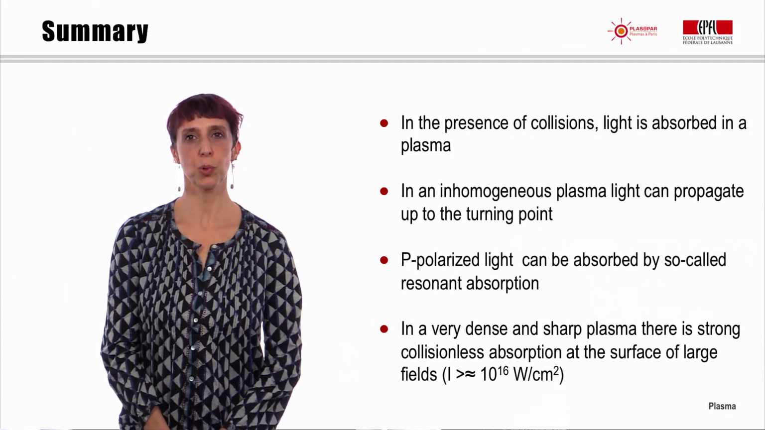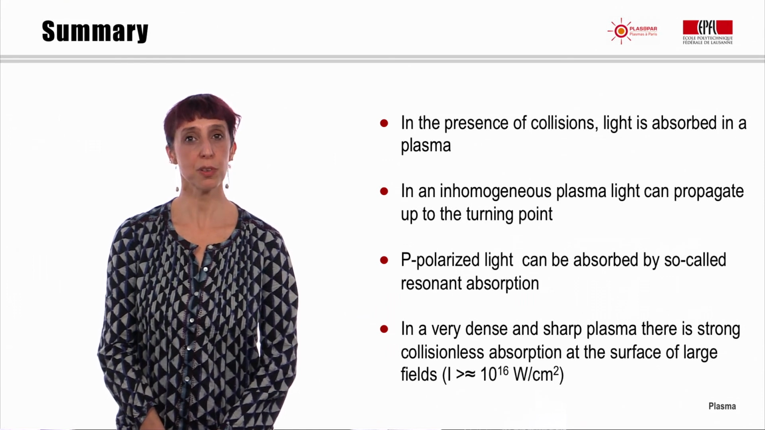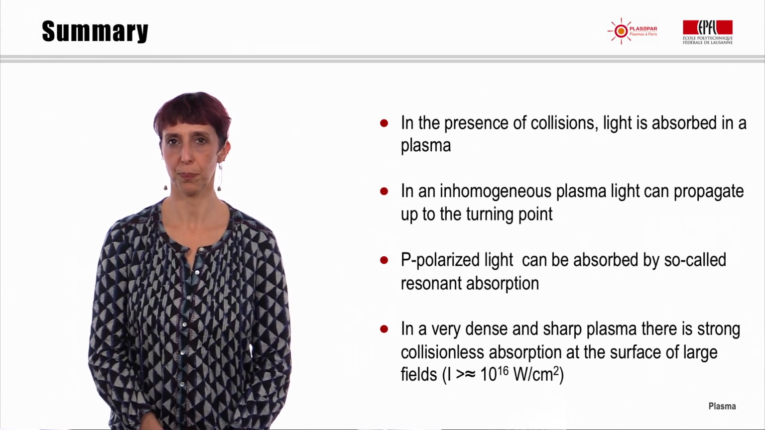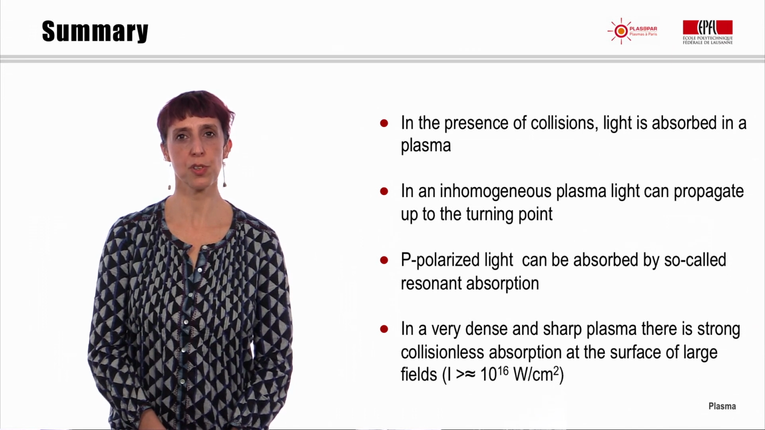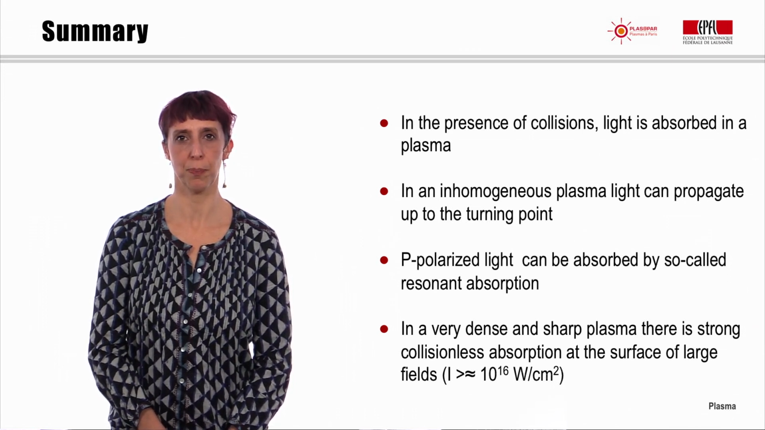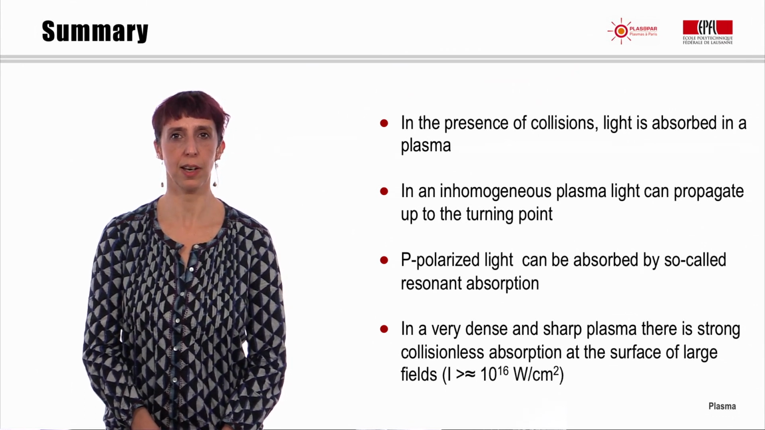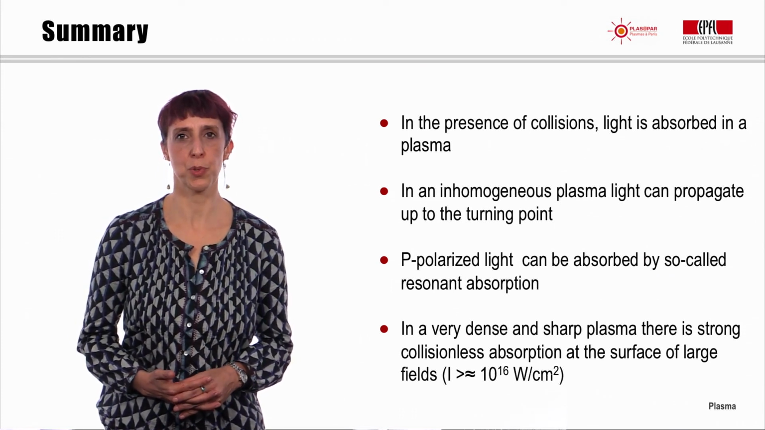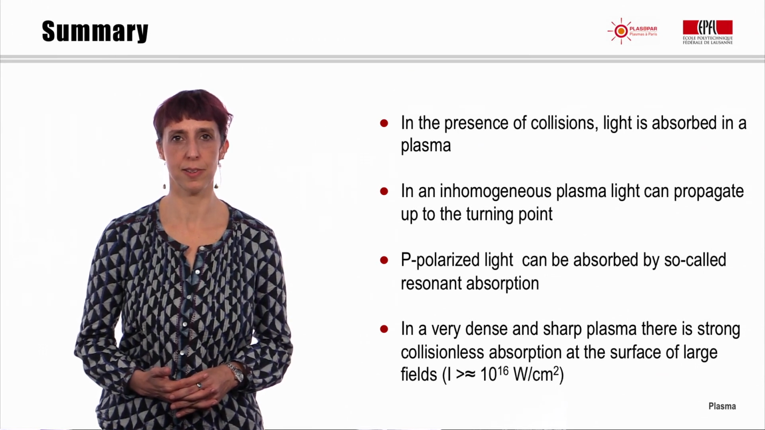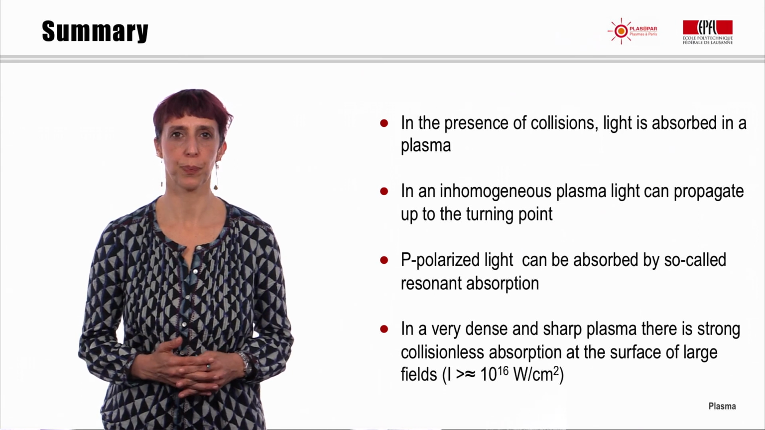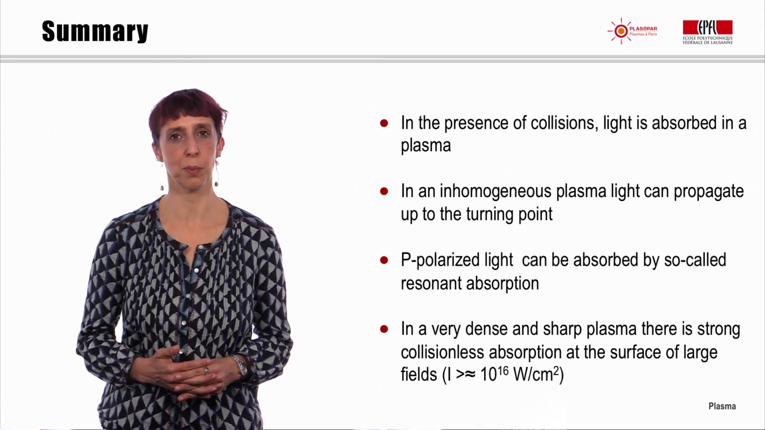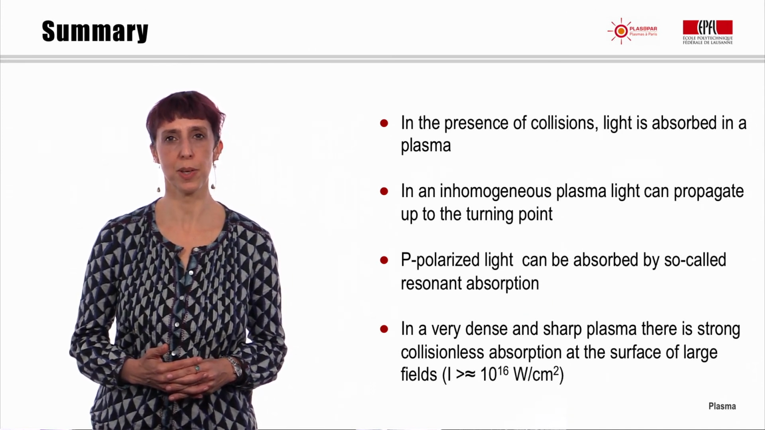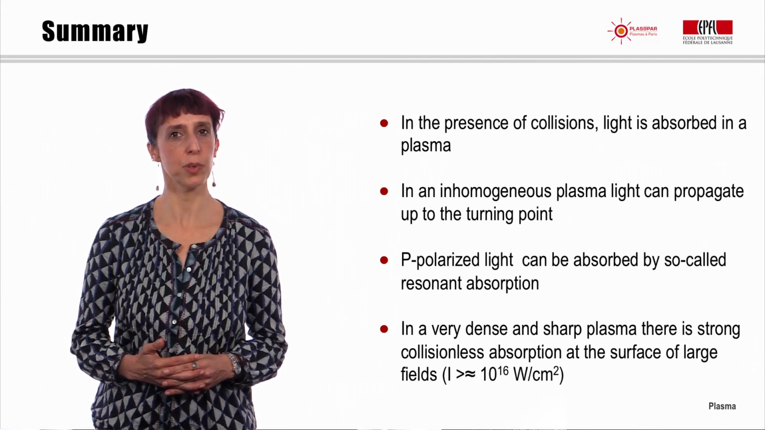We can now summarize what we have learned in today's lecture. First of all, in the presence of collisions, a propagating light wave is absorbed and heats the plasma. We have then examined different situations of light propagation in an inhomogeneous plasma, and we have seen that if the density increases, light can propagate up to the turning point. We have seen that there is a collisionless absorption process for p-polarized light at the critical density. This is called resonant absorption. Finally, we have seen that if the electromagnetic fields are very large, light can be partially or totally absorbed by collisionless mechanisms at the plasma surface, in an overdense plasma with a sharp density gradient.